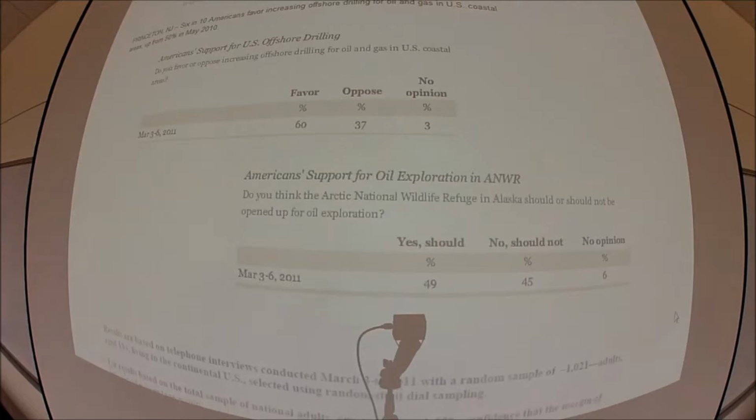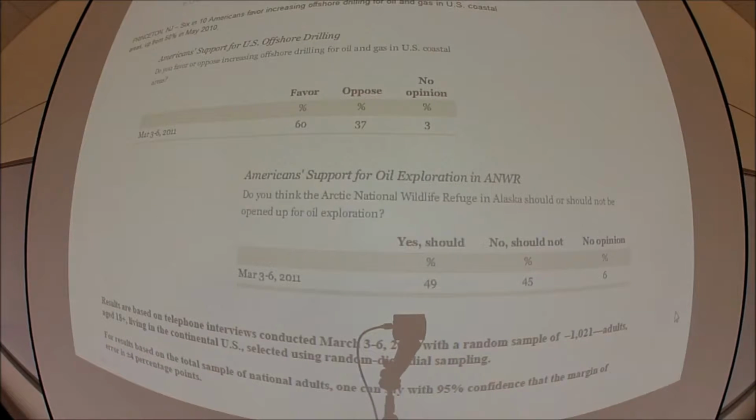So up here, there's the headline: U.S. oil drilling gains favor with Americans. Subheadline: support for offshore drilling and oil exploration in Alaska reached new highs. So there's two claims there. Support for offshore drilling is at a new high, and support for oil exploration in Alaska is also at a new high. Both claims are drawn in more detail in those two charts underneath.